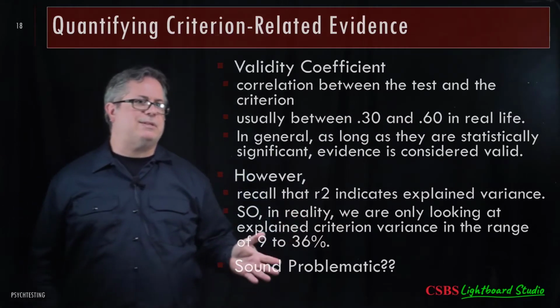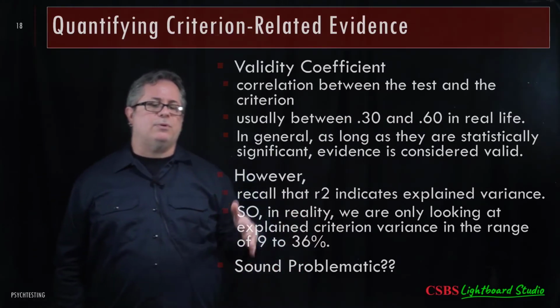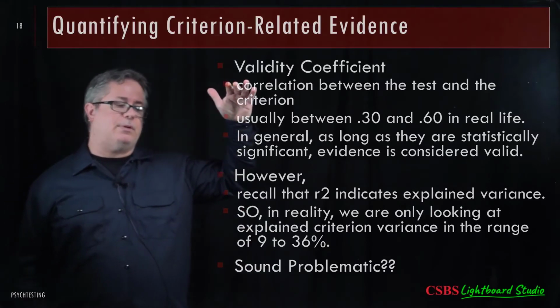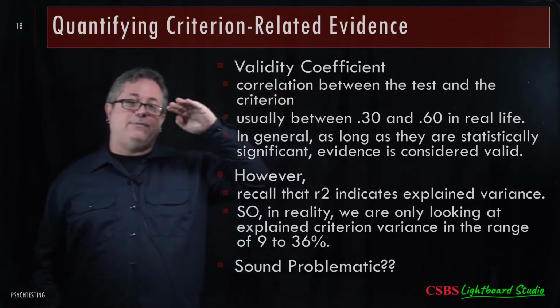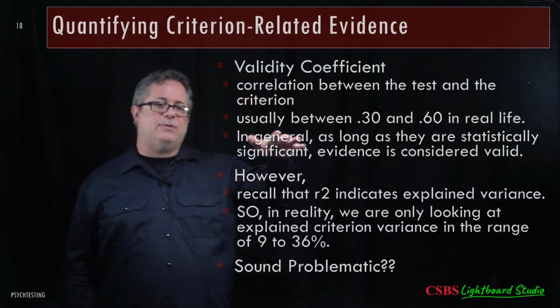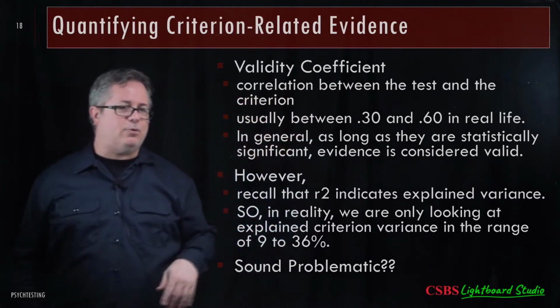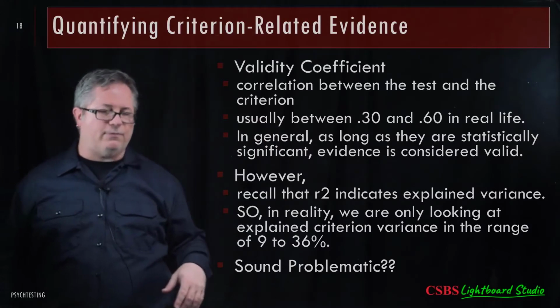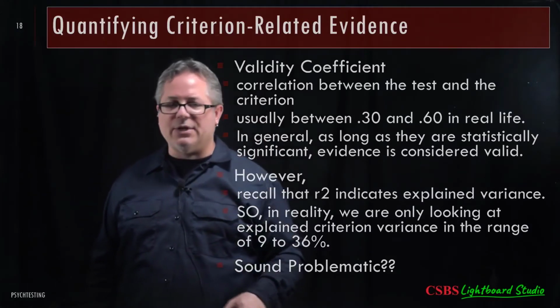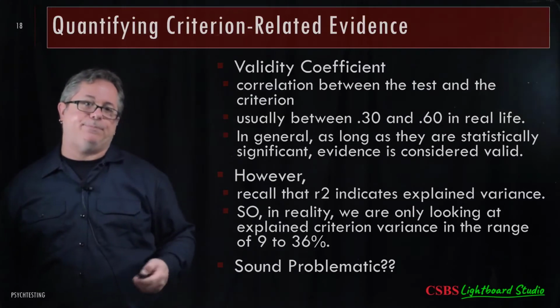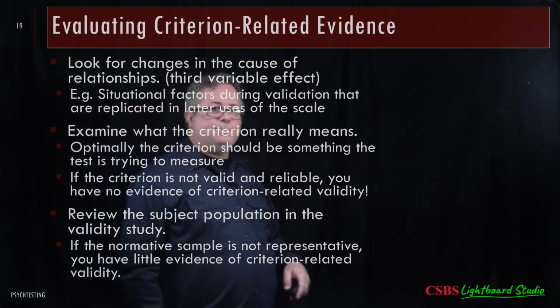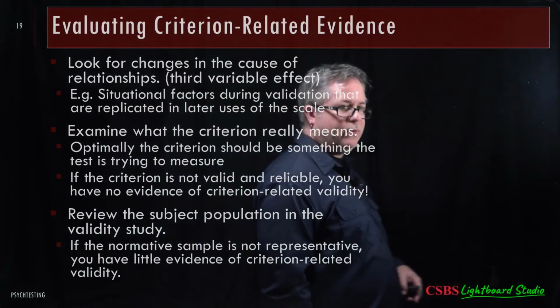Doesn't that sound problematic? It seems like we're putting the cutoff for reliability fairly high. When it comes to validity, we've got a fairly low bar on what is considered valid, or at least an indication of a valid measure with criterion-related evidence, right?